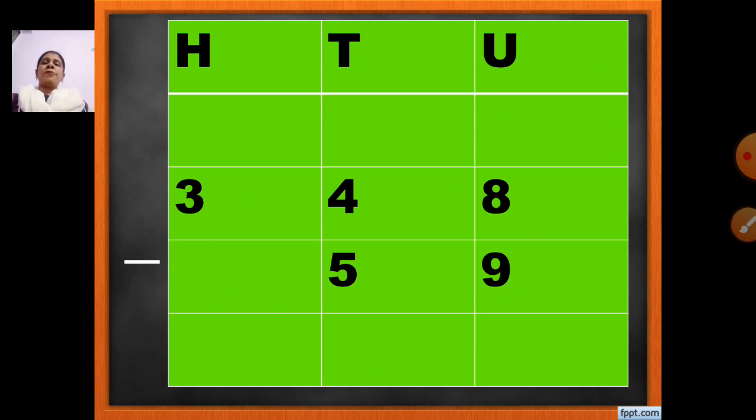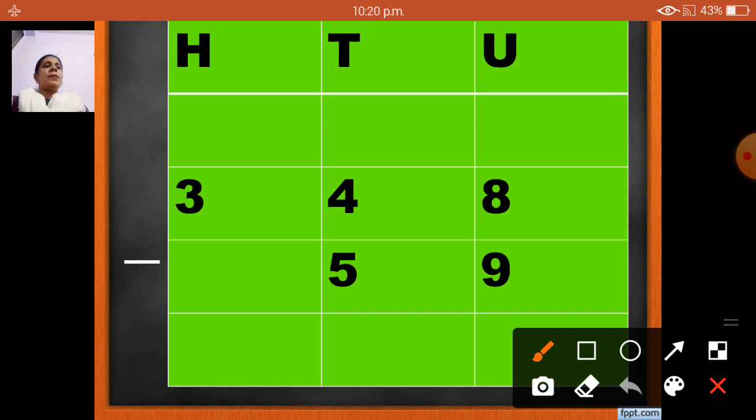348 minus 59. The numbers are arranged according to their place value. Now we will subtract units with units. So the numbers in units place are 8 and 9. Now 8 is a smaller number, so we will not be able to subtract it from 9 because 9 is a bigger number.